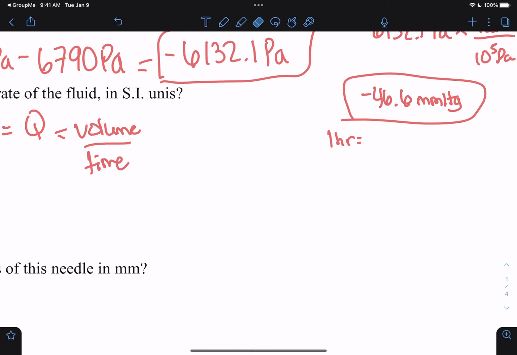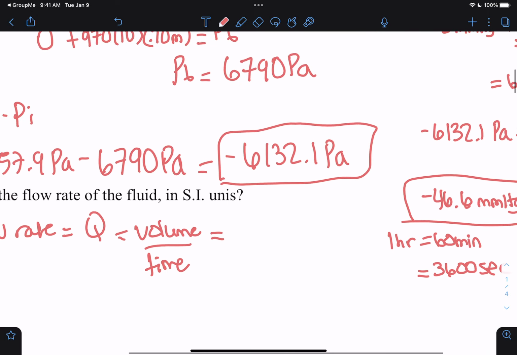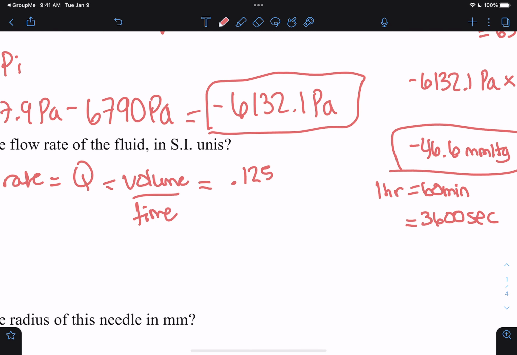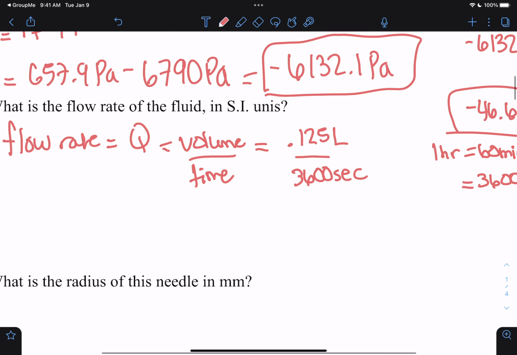I can do the conversion actually. You obviously have 60 minutes, and in 1 minute there's 60 seconds. So if you just multiply by 60, you're going to get 1 hour is also equal to 3,600 seconds. And so for our volume, we have that 125 milliliters. We'll convert that to liters so we can have something in SI units, where we have 0.125 liters divided by 3,600 seconds. Then we have something in liters per second.